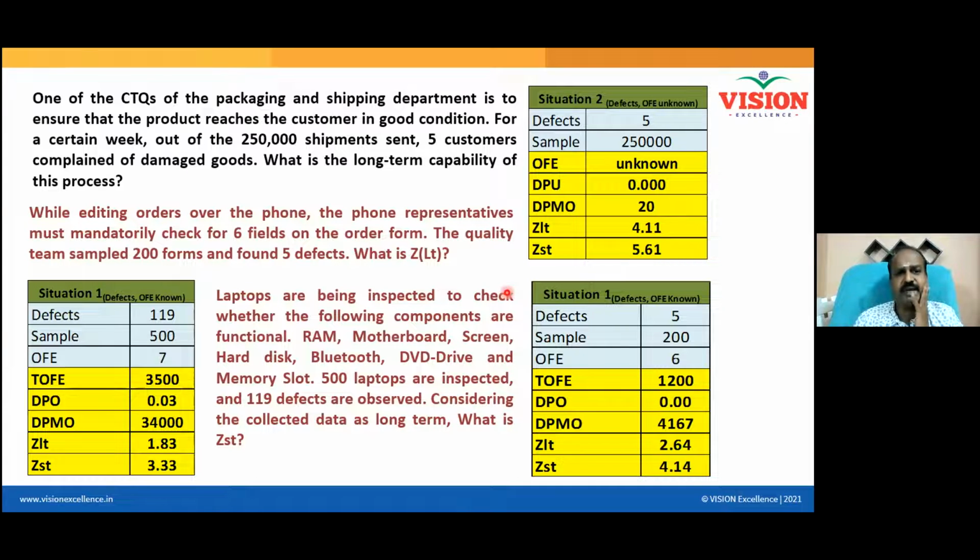It's nothing but an Excel file, where you just have to feed your sample size and the number of defects observed. Once you type the number of samples and the number of defects observed, this will give you all these results. Clear? This will give you all the results. For example, opportunity for error, defects per unit, and defects per million opportunities, ZLT and ZST. Can you notice the difference between ZLT and ZST is again 1.5. So what I do is, let me share this file with you, with all of you.